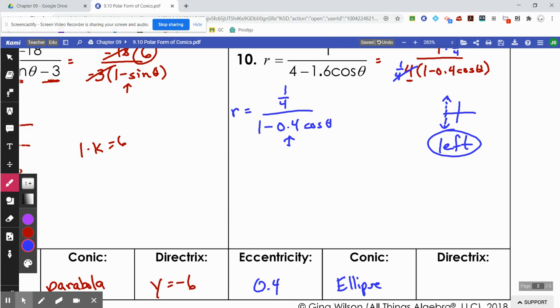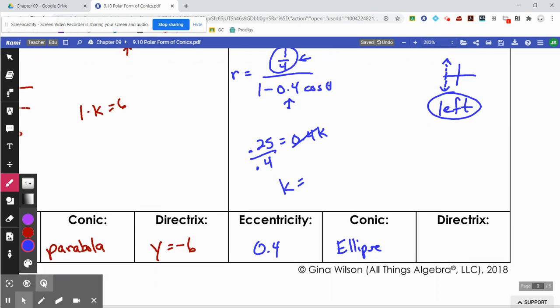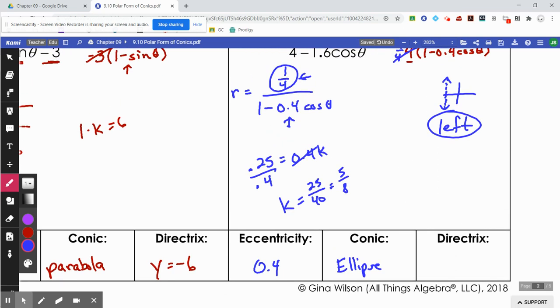My directrix is k units away from the pole, so therefore this, again, is going to be k times my eccentricity. So that's going to be 0.25, which is the top, is equal to 0.4 times k. When you divide by 0.4, instead of using a calculator, let's just multiply top and bottom by 100, and that moves your decimals over twice. That's going to be 25/40ths, and then just reduce it. That's going to be a k value of 5/8. So therefore, my directrix is located at x equals negative 5/8, since it's 5/8 units to the left.